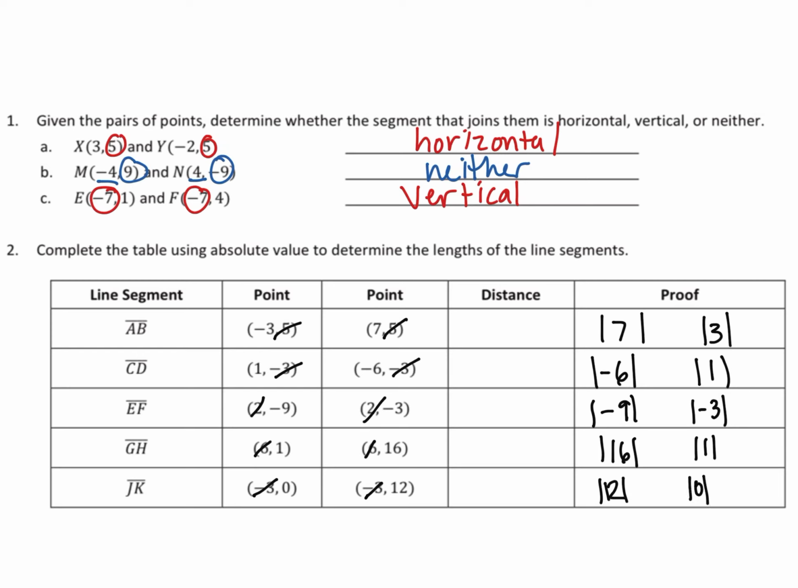If they have the same sign, we subtract. If they have different signs, we add. 7 plus 3, or 7 minus 3 is 4. 6 plus 1 is 7. 9 minus 3 is 6. 16 minus 1 is 15. And 12 minus 0 is 12.